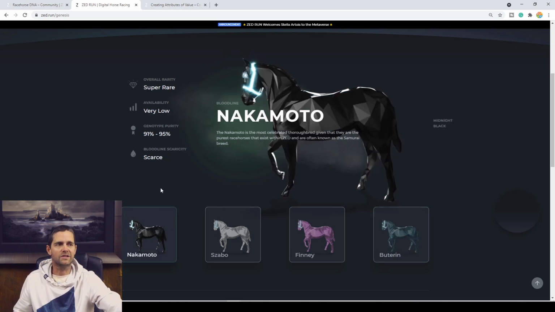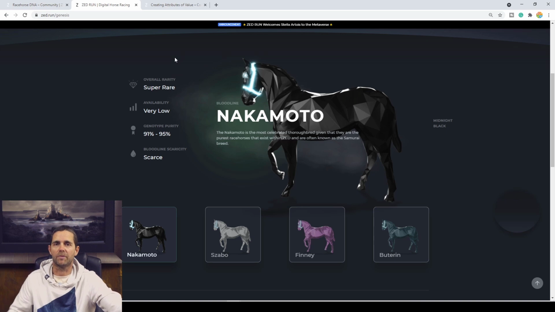But the main thing you need to know about Nakamoto is that they are super rare. They're the rarest of the four bloodlines within Zed Run. And what I mean by the rarest, we're talking about on a Genesis level at the moment. Originally there were 38,000 Genesis horses released. In fact, as we speak, there are still 10 or 15,000 of those to be released, but they will be released very, very soon, I think. And by the time you watch this video, they may have all been released.